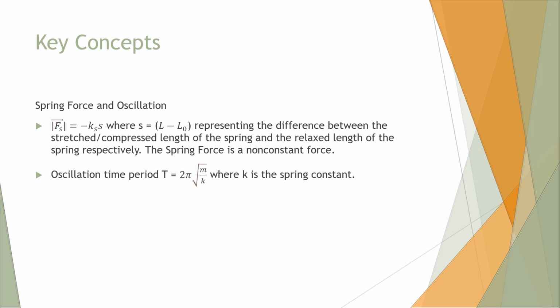The spring force is equal to the negative spring constant, Ks, times S, where S is the length of the spring subtracted from its relaxed length. It is a non-constant force. Oscillation is related to the internal up and down movements of the spring. The time period of a single oscillation is represented by the equation T equals 2 pi times the square root of m divided by k, where k is the spring constant.